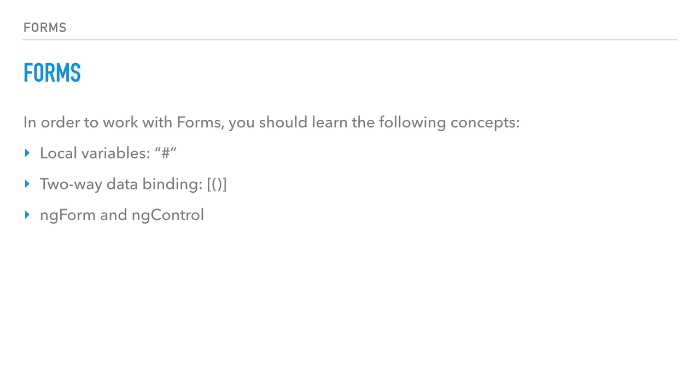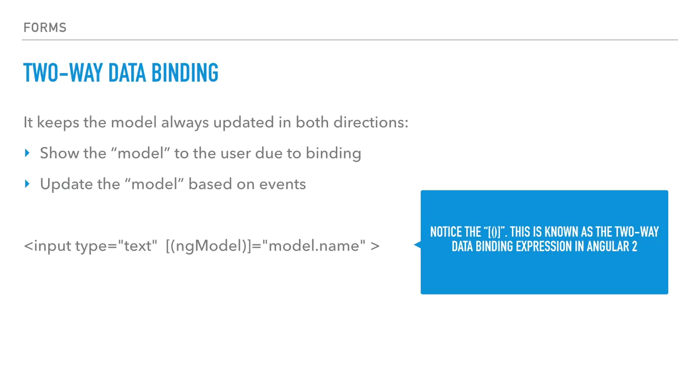Then we have to learn about ngForm. This is a directive that controls a form, and an ngControl, and this is the way to control or to handle and track the changes of a specific input in our form. So ngForm will handle many ngControls to understand if the form is valid or not. So let's dig into any of these topics. Okay, so two-way data binding.